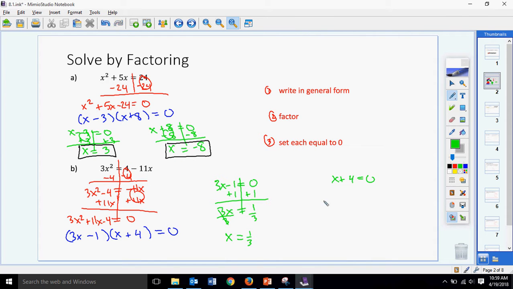Over here, I'm going to subtract 4. 0 minus 4 is negative 4. These cancel, and you get x equals negative 4. So I have two solutions here. The first one is 1/3. The second one is negative 4.